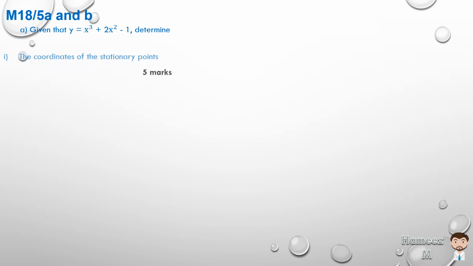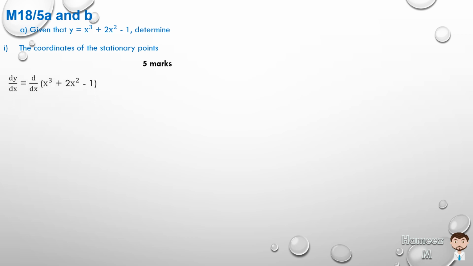May 2018, number 5a. Given that y is equal to x cubed plus 2x squared minus 1, determine, part 1, the coordinates of the stationary points. So if we know y, we can find the differential dy dx, which will be d dx of x cubed plus 2x squared minus 1. And if we differentiate the right hand side, dy dx will give us 3x squared plus 4x.